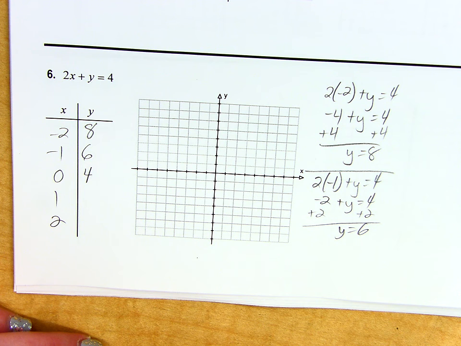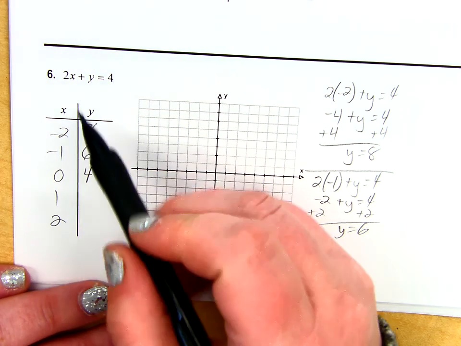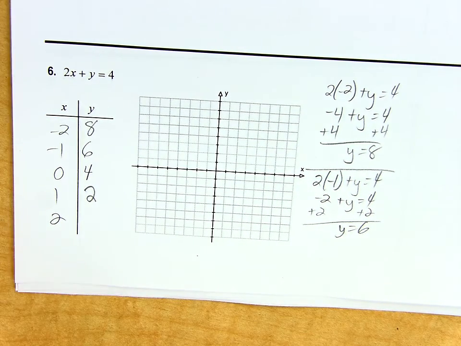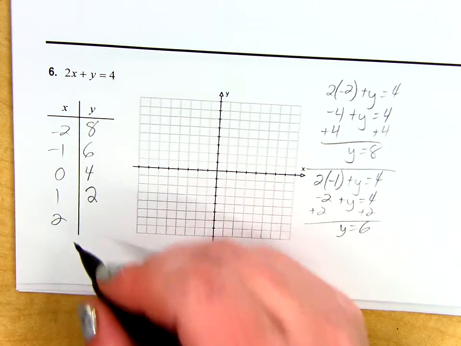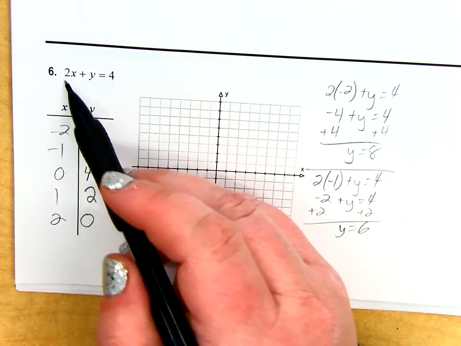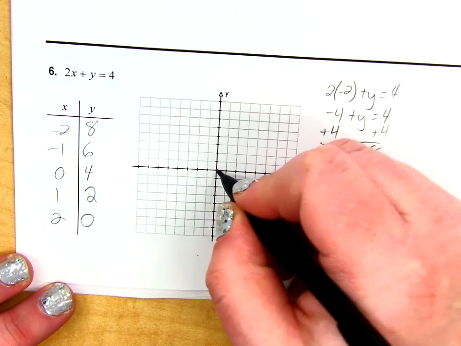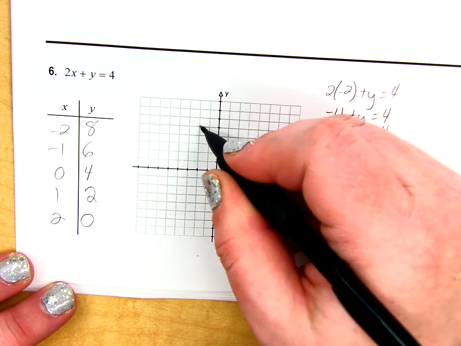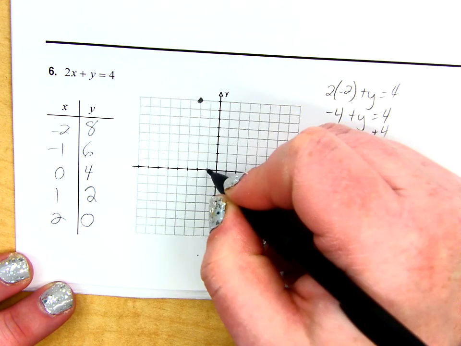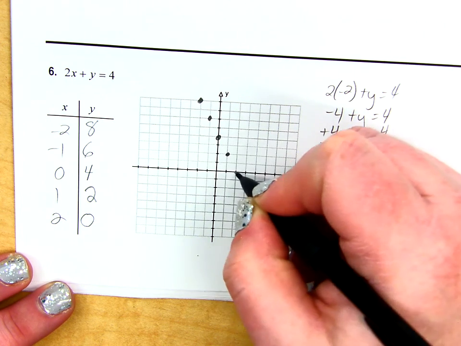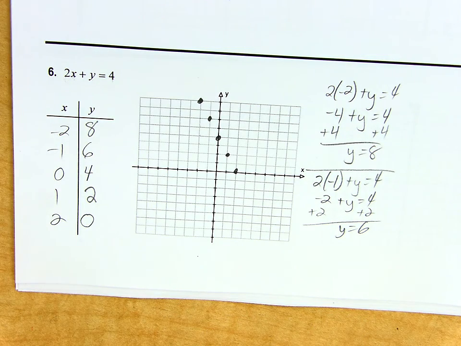You might be able to do 1 in your head too. If you plug in a 1, what's going to come out for y? 2. Because you'd have 2 times 1 is 2, and then subtract that 2 from 4, you get a 2. And plug in 2, you might be able to get that one in your head too. That's got to be 0. Because 2 times 2 is 4. 4 plus what is 4? It's got to be a 0. Awesome. So now we have 5 points. Let's go ahead and plug them in. They all fell in a nice line. Okay, good job.